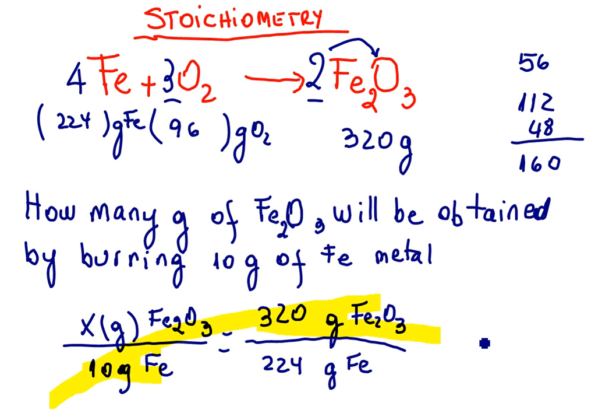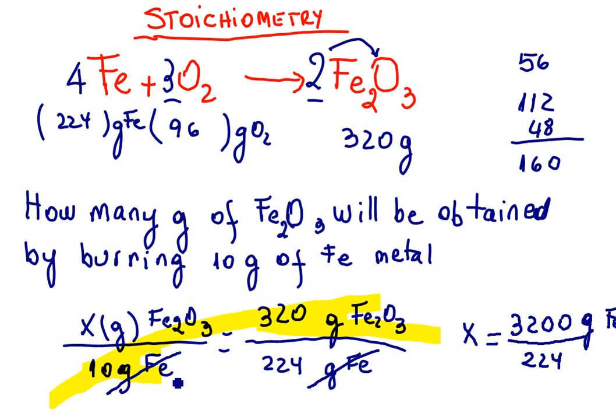So again, x is equal to, and we can simplify grams of iron and grams of iron here. Okay? So x is going to be 3200 because it's 320 multiplied by 10 divided by 224, and the units, guys, are grams of iron 3 oxide. Yes?